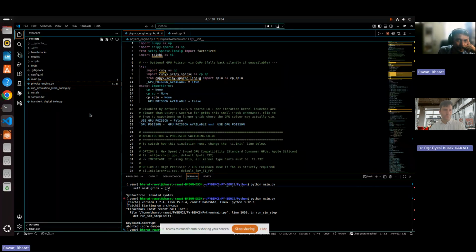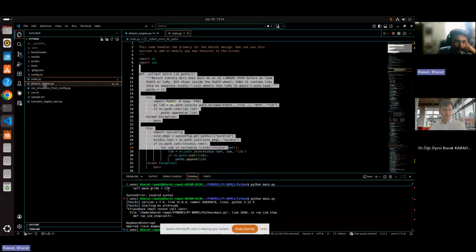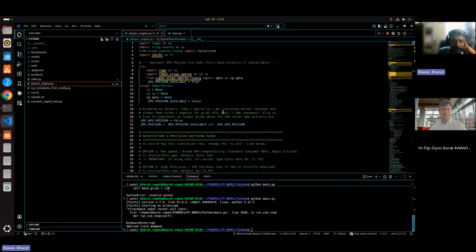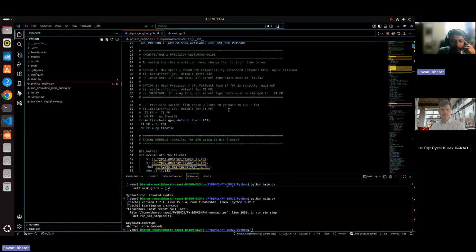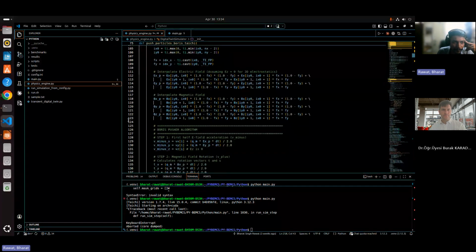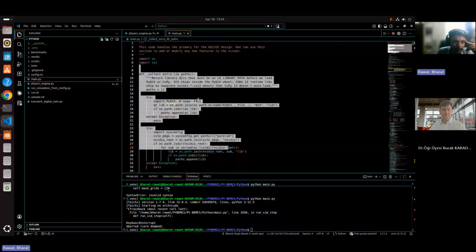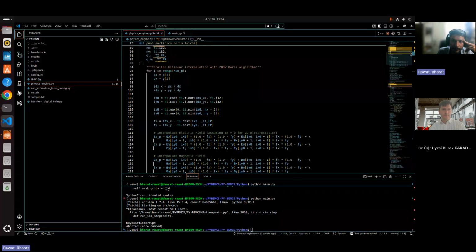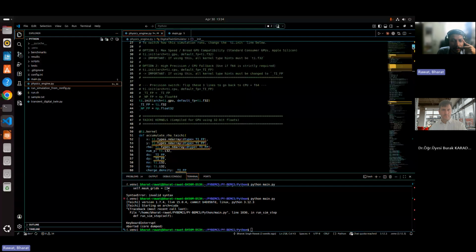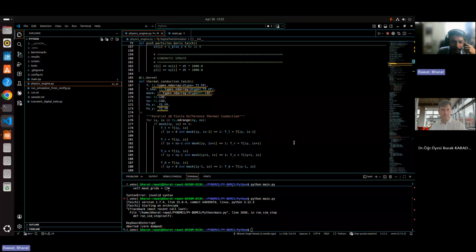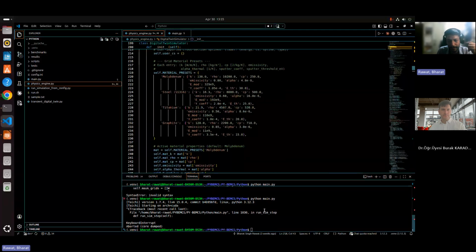So in this code, there are two main files. One is the main.py, and the other is the physicsengine.py. The main.py is mainly used for the GUI, which you see on the screen. And the physics engine.py contains all the physics which I explained during the presentation: all the interpolation schemes, the particle push algorithm, the finite difference method, and all the material properties.